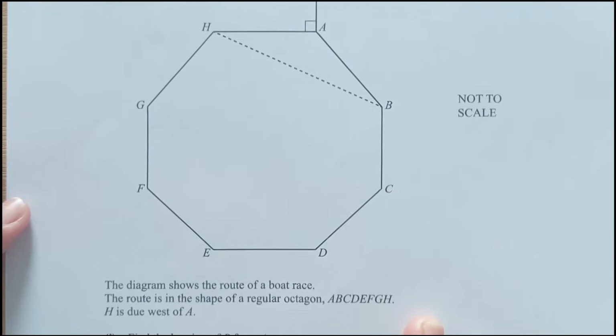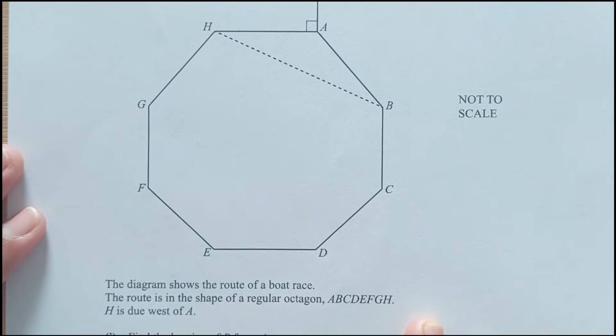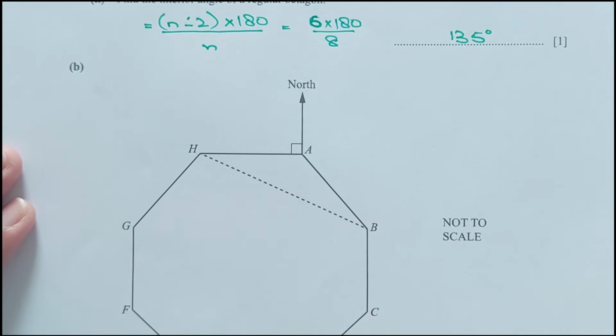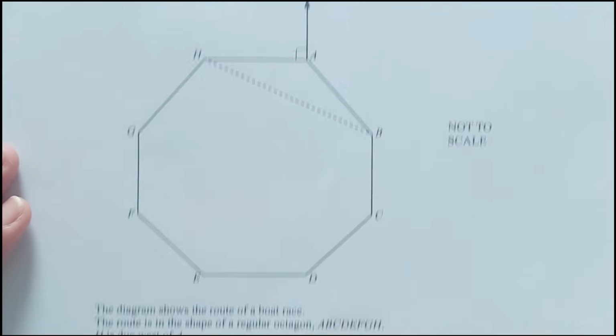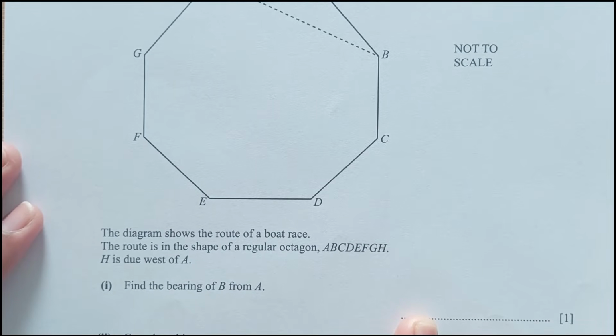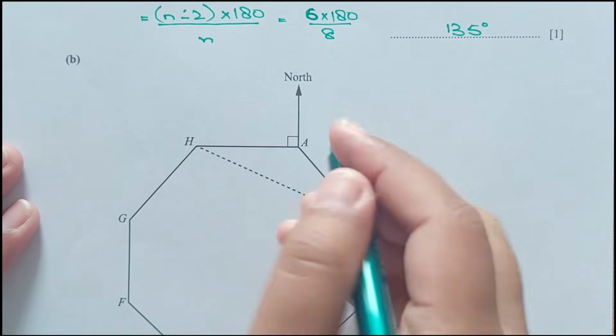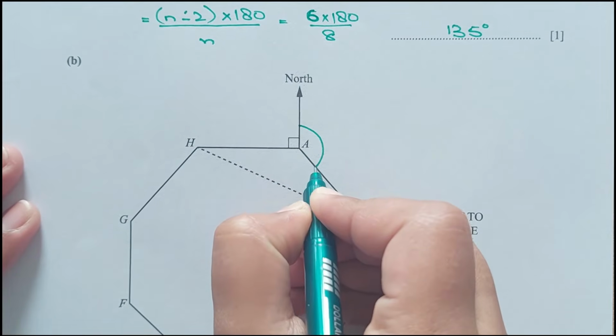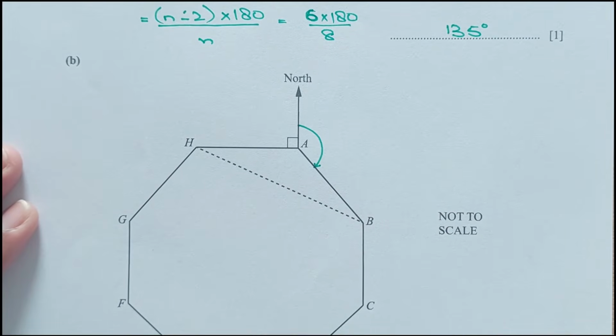Right, now moving to part B. The diagram shows the route of a boat race. The route is in the shape of the regular octagon A, B, C, D, E, F, G, H. H is due west of A, right? Now for part 1, find the bearing of B from A. So from point A, and this is B. So this whole angle we have to measure, the bearing, right?